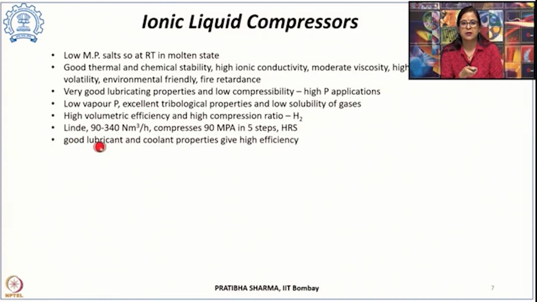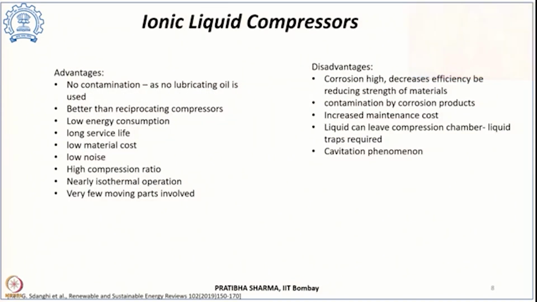So with the use of ionic liquid, these compressors have good lubricating properties, and they also have very good coolant properties. So the problem of thermal management is not there, and that leads to a very high efficiency. The typical efficiency of these ionic liquid compressors is even higher than 83%, and that is the biggest advantage. So ideally these are very advantageous towards hydrogen compression.